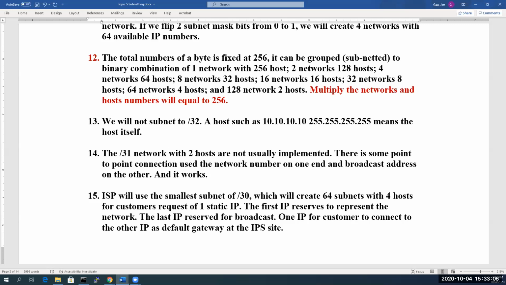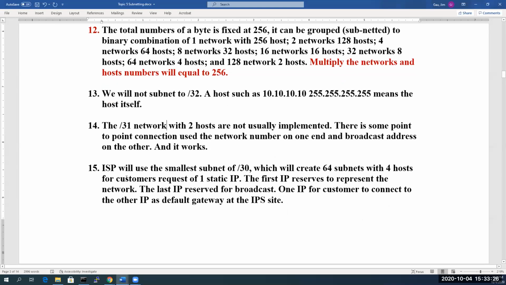But in reality, some people deploy that in point-to-point links, and it works. I cannot say that's wrong, but it does work in a real-life scenario. Usually we don't do a /31. With an ISP, if you ask them for the smallest number, it would be a /30 network.